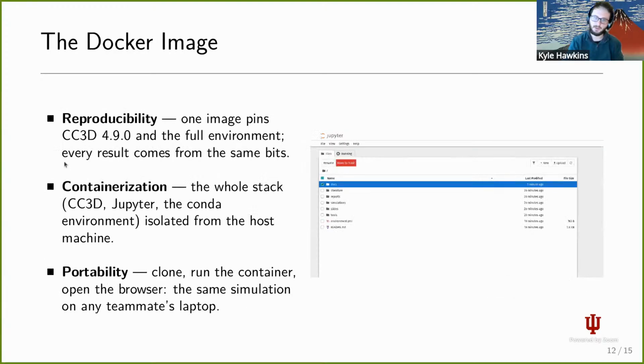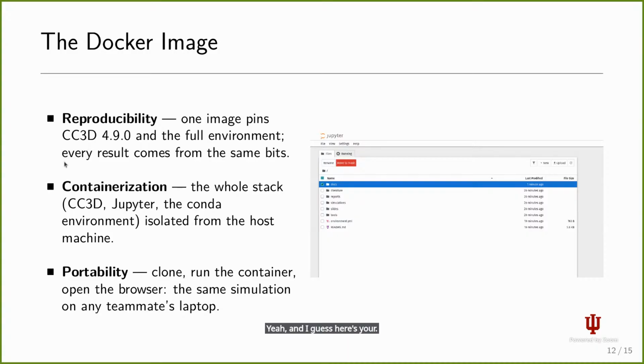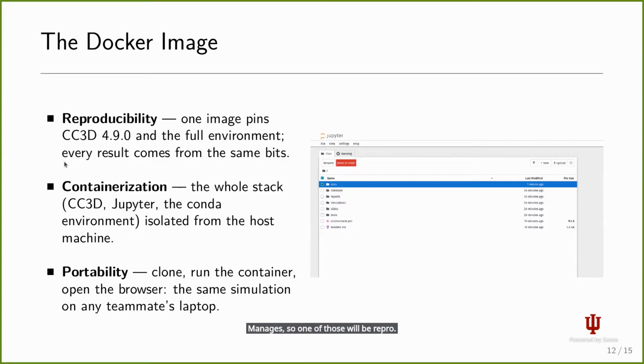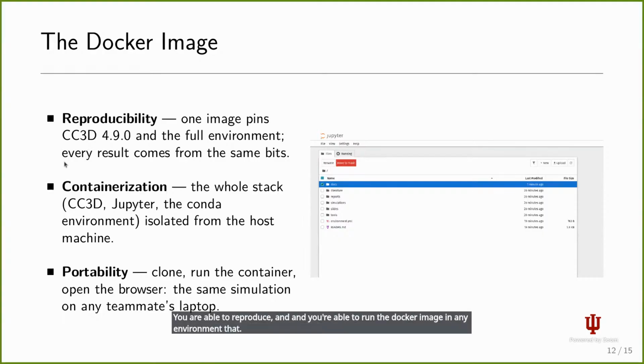Yeah, and I guess here's the Docker. I also worked on building a Docker image for running CC3D, since I was not able to build the CC3D project on my laptop. So what I was able to do was create a Dockerfile and run a Docker image off of that file, which has a lot of advantages. One of those would be reproducibility, because you're able to run the Docker image in any environment that supports Docker.